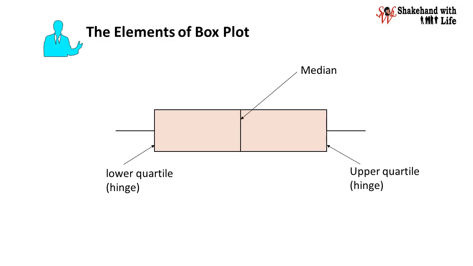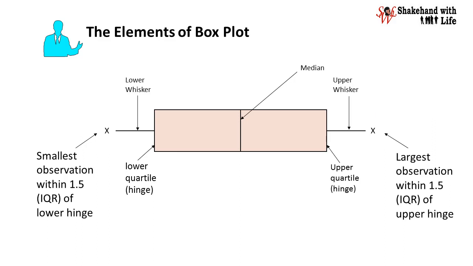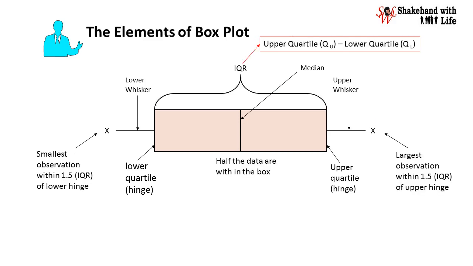The whiskers of the box plot are the extended lines from the upper and lower hinges to the largest and smallest observations, called the upper whisker and lower whisker. The largest and smallest observations must be within a distance of 1.5 times the interquartile range from the appropriate hinge or the quartile. The interquartile range, IQR, is the distance from the upper quartile to the lower quartile, the length of the box from hinge to hinge.